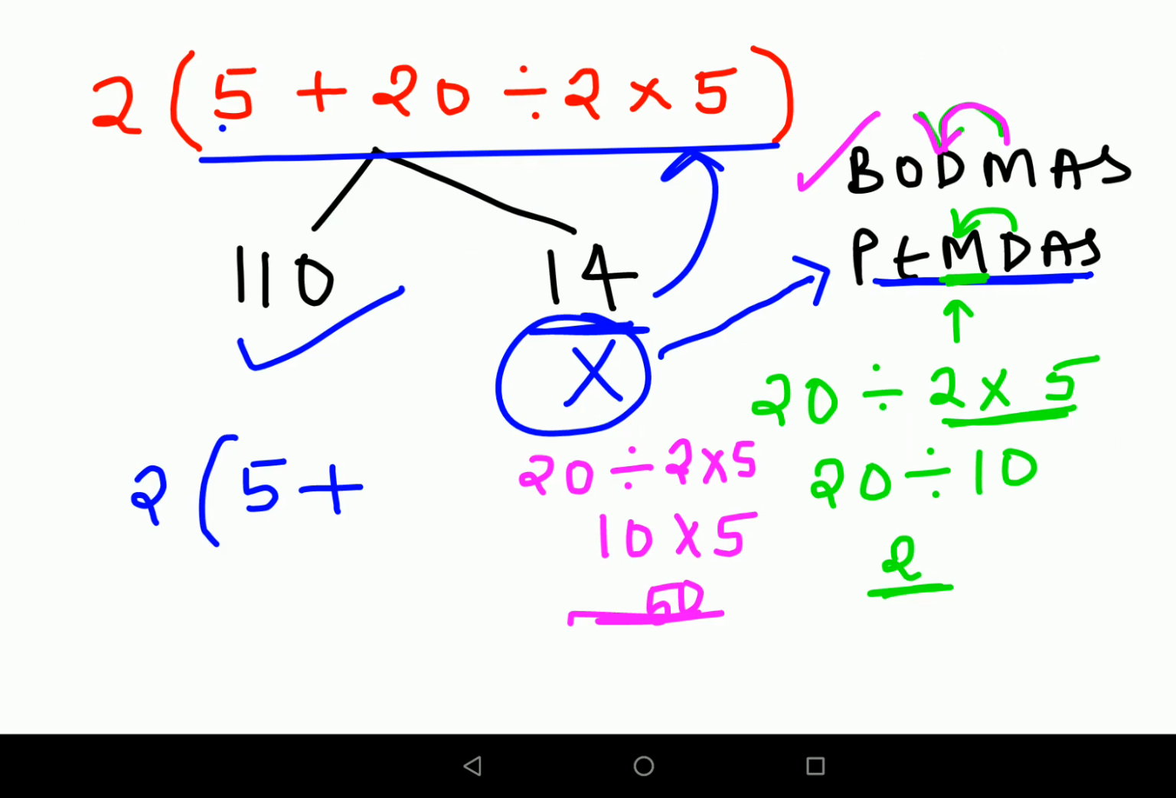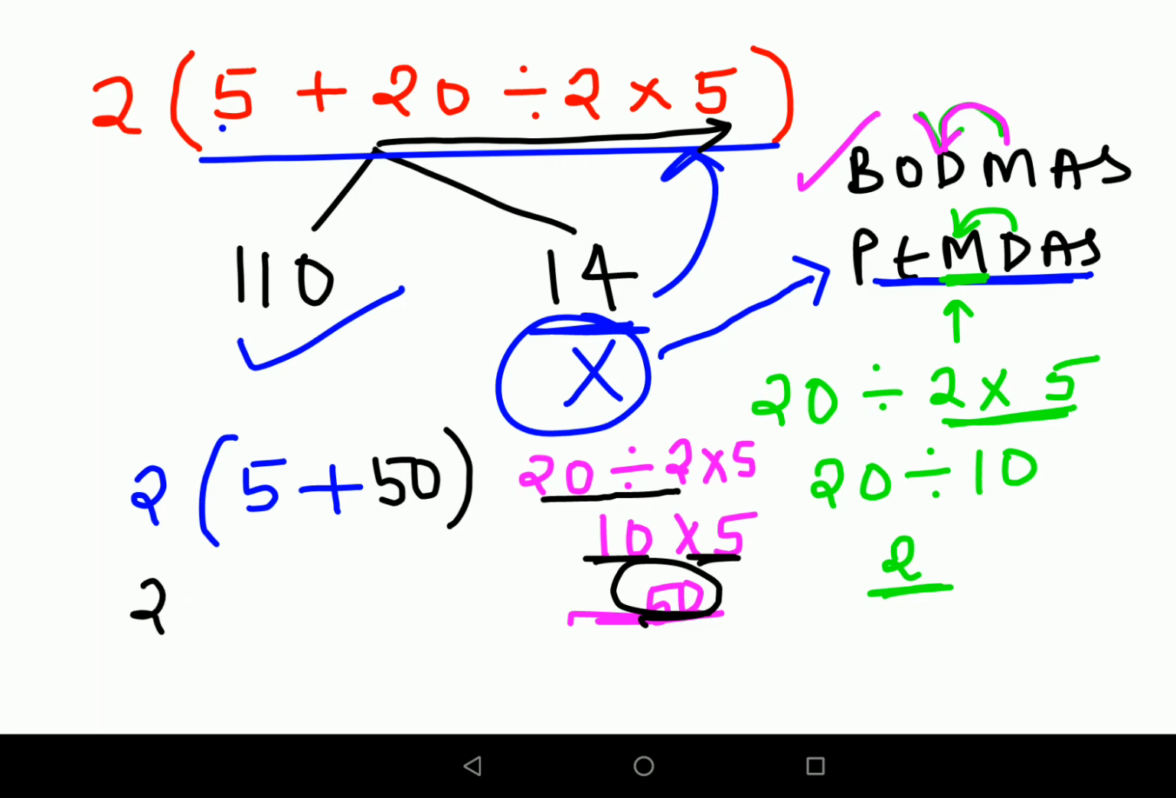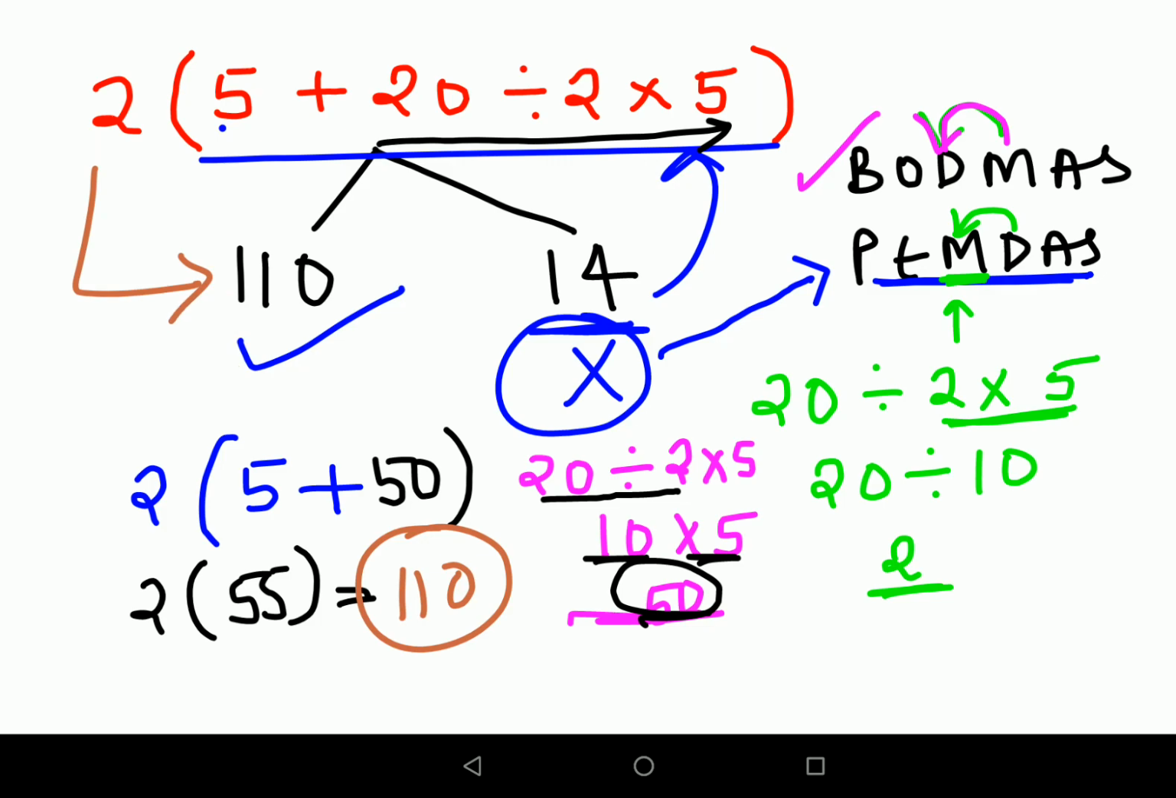Here, obviously, we are going from left to right. So according to left to right, we'll do 20 divided by 2 first. That gets 10. 10 into 5 gets you 50. So here I'll write 50 and close the bracket. The next thing we will do is 2 into 5 plus 50, that gets you 55. The answer you get over here is nothing but 110. So now we can say the answer for this one is just 110. I hope you all have understood how to do these kinds of calculations.